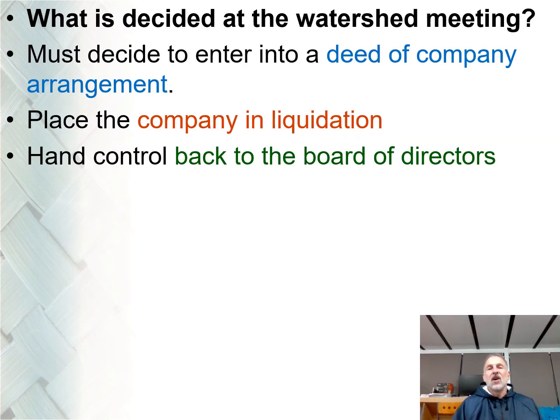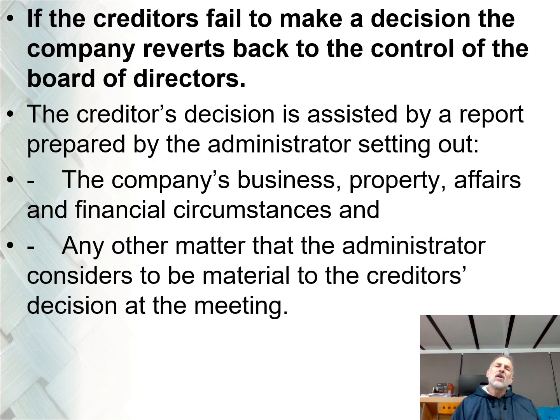So what is decided? Again, at the watershed meeting, people, you must decide whether to enter into a deed of company arrangement. That's basically the thing. Are we going to go for a deed of company arrangement or not? Are we going to place the company in liquidation, or are we going to hand it back to the board of directors with everybody's consent? If the creditors fail to make a decision, the company reverts back to the control of the board of directors.